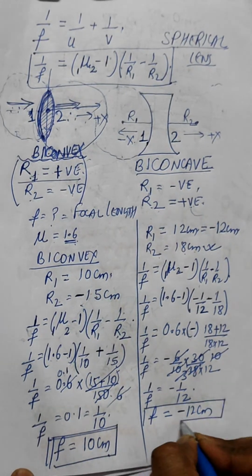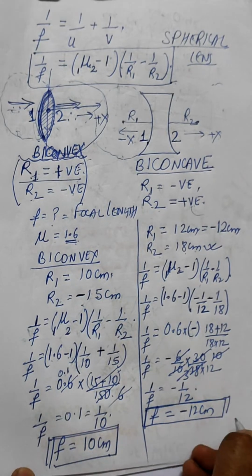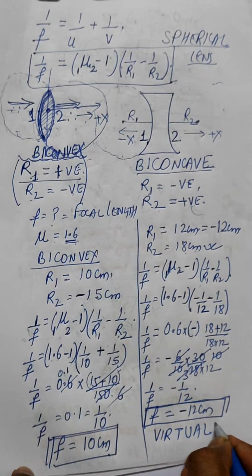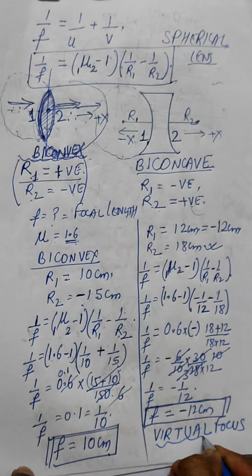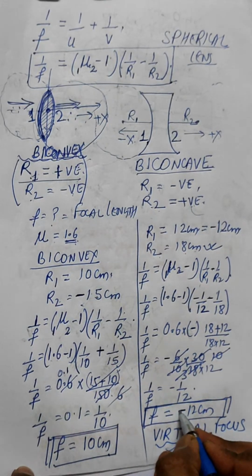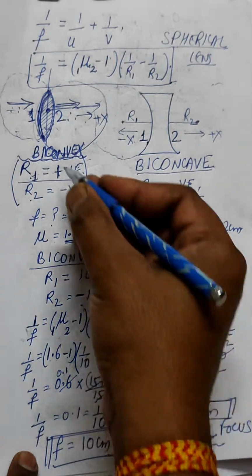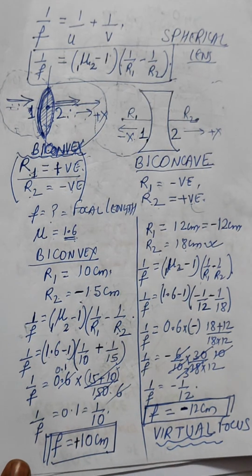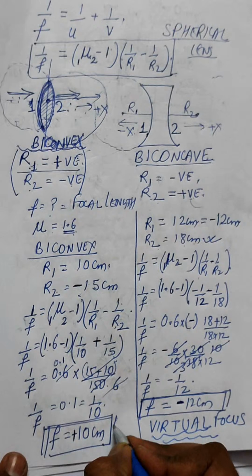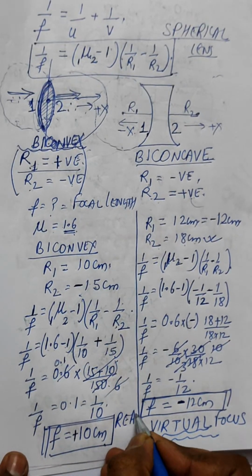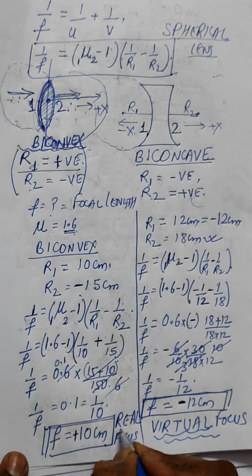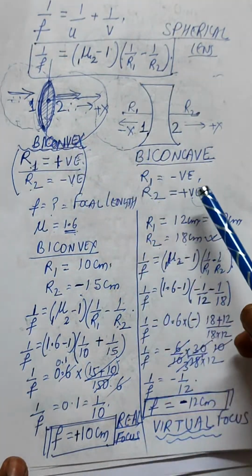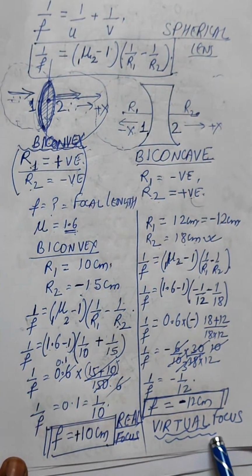You know why minus is there for a biconcave? That means it's having a virtual focus. Virtual focus is reflected by what? This minus sign, right? And for a biconvex lens, the focus, you can see it's plus, right? So we can say it's having a real focus. Real focus is for the biconvex lens, and for the biconcave it's a virtual focus, right?